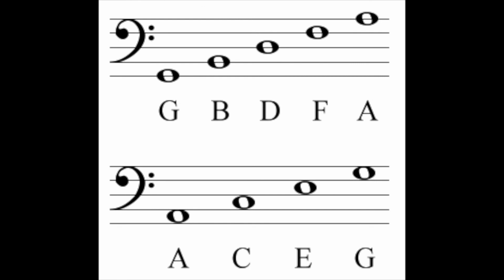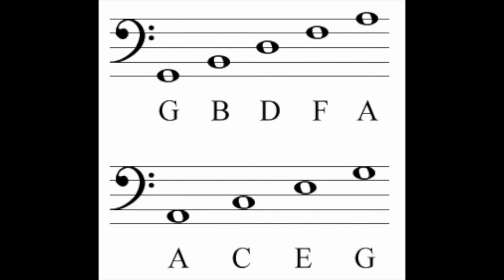And once again, using acronyms on the bass clef, you could think Good Bikes Don't Fall Apart, Great Big Dogs Fight Animals, Great Beethoven's Deafness Frustrates All. Any kind of different acronym that you can put together will help you memorize where these notes are on the staff.